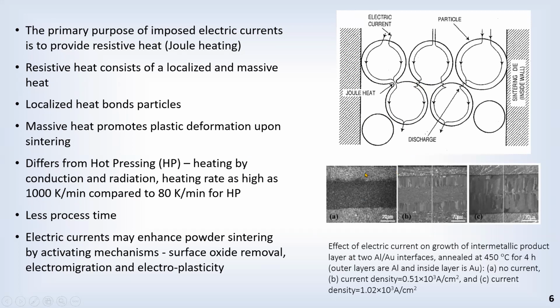Then there are electromigration and electroplasticity, which improve the reaction rates or mass transport rates. Here is an example of gold and aluminum, which are put together and annealed at 450 degrees centigrade for 4 hours, and without current, this is the reaction that happens. And with increasing current density, you see that there's more and more reaction. So there is more mass transport that happens when a current passes through.